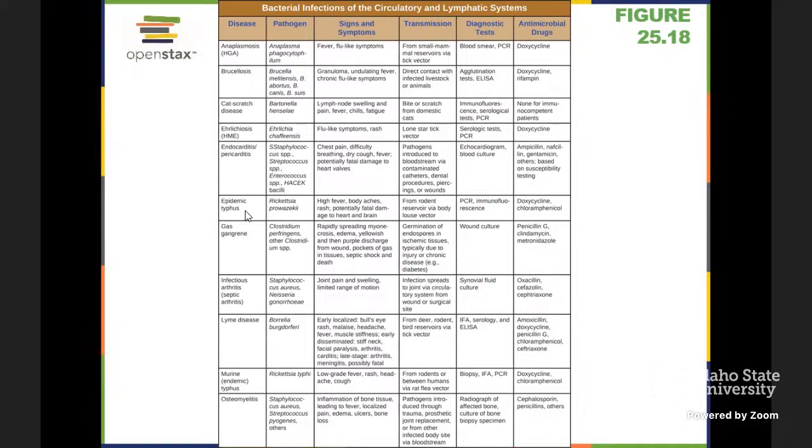All right, epidemic typhus, Rickettsia prowazekii. These utilize lice as the vector. So fever, aches, and potentially fatal damage to the heart and brain as a result of epidemic typhus.